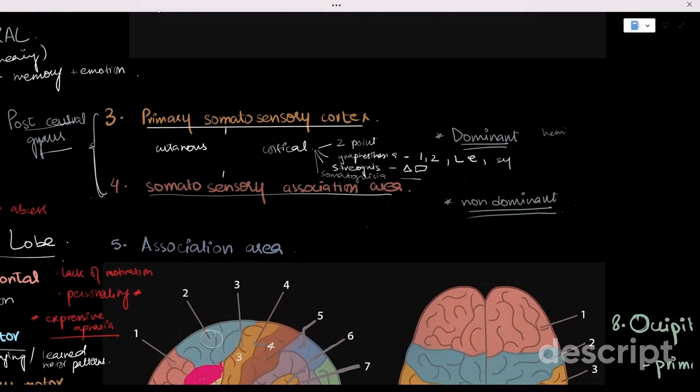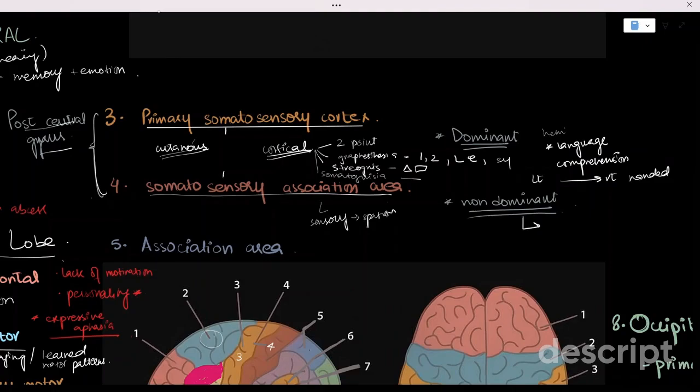The association area is mainly involved in integrating sensory information into spatial information. In the dominant hemisphere, it is mainly associated with language and comprehension. Keep in mind, if the person has left side dominant, he is right-handed. However, if a person has right side dominant, he or she is left-handed. The non-dominant side is responsible for spatial attention.